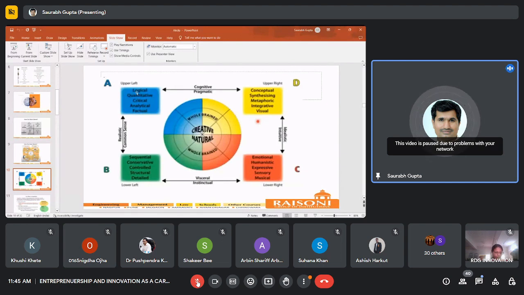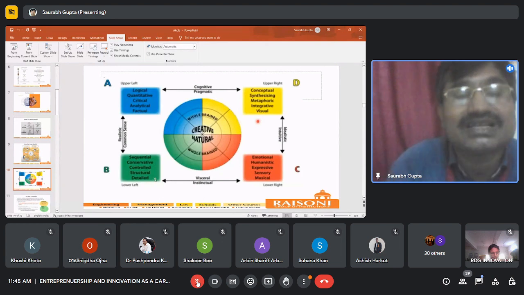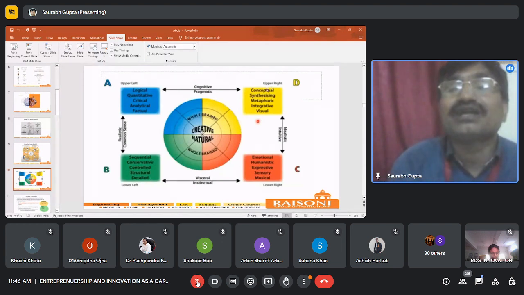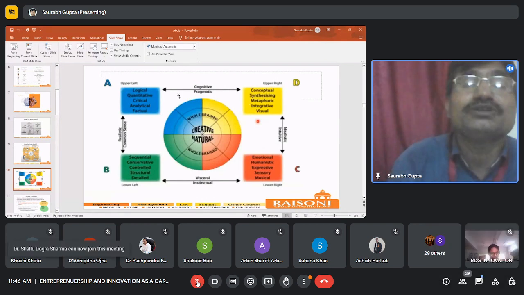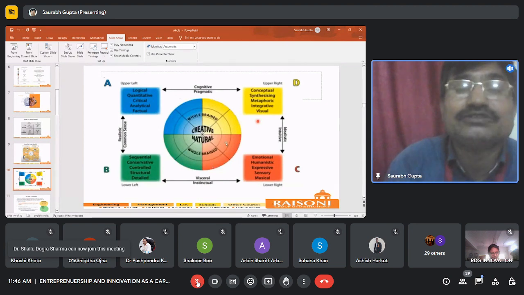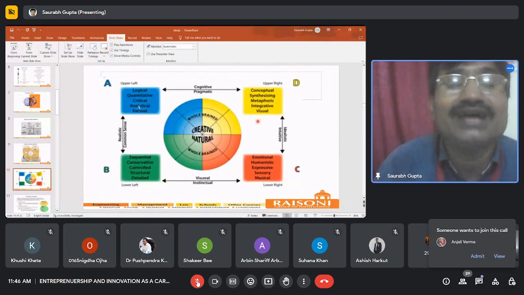Like the upper left portion is more logical, more quantitative, more critical, analytical, and factual. So these types of skills are created in the first quadrant. In the second quadrant, it is sequential, conservative, controlled, structural, and detailed. And in the third quadrant, it is conceptual, synthesizing, metaphoric, integrative and visual. So here, whichever type of quadrant a human uses, that type of creativity the human creates. So it depends upon the quadrant.